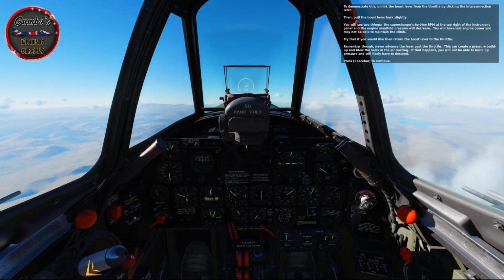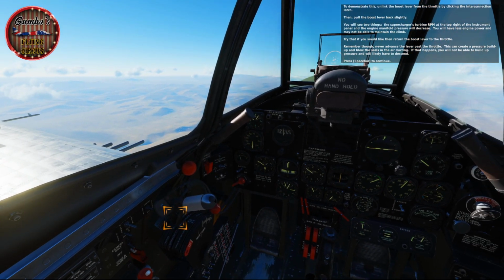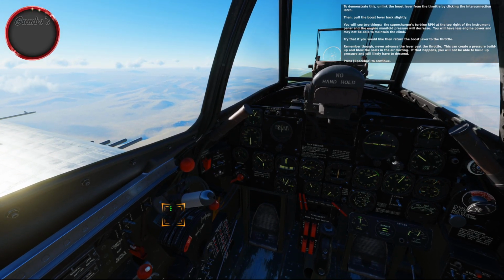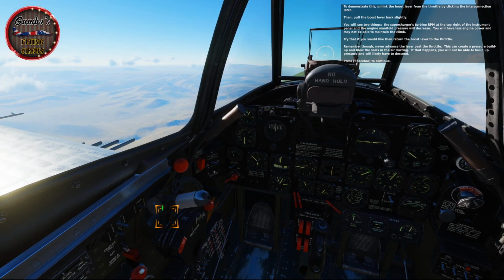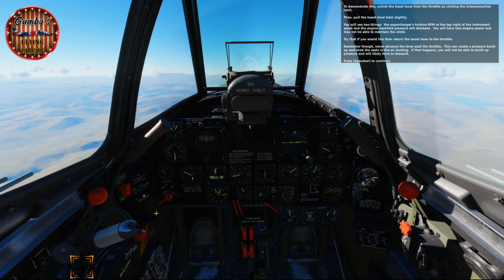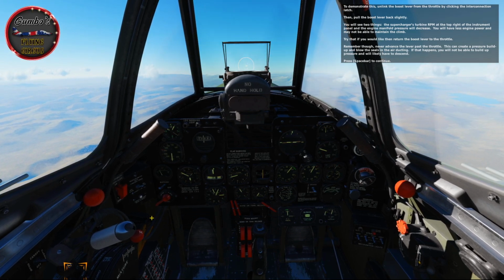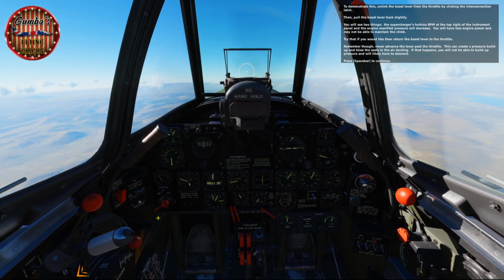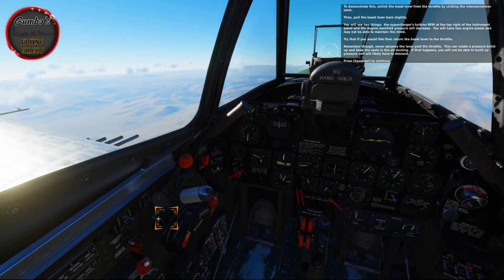To demonstrate this, unlink the boost lever from the throttle by clicking the interconnection latch. Then pull the boost lever back slightly. You'll see two things: the supercharger's turbine RPM at the top right of the instrument panel and the engine manifold pressure will decrease. You'll have less engine power and may not be able to maintain the climb. Try that if you would like, then return the boost lever to the throttle.